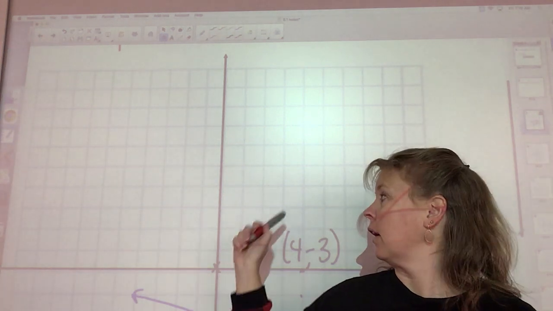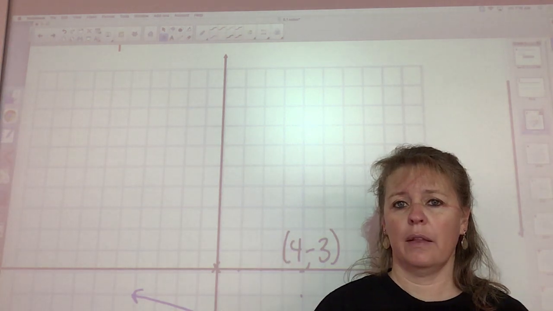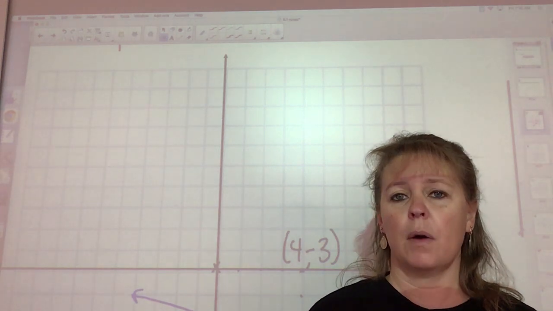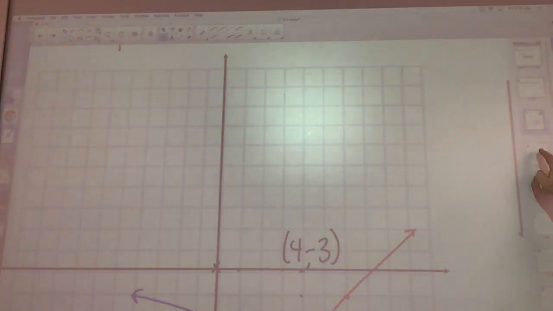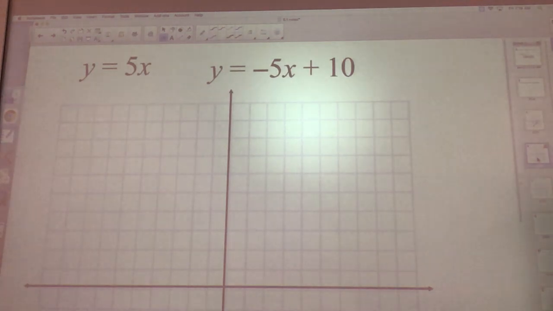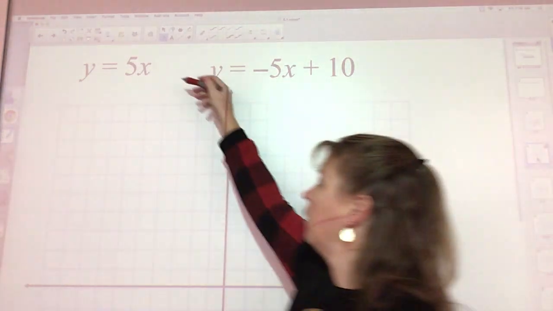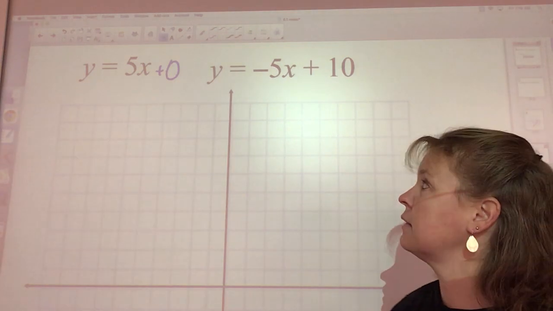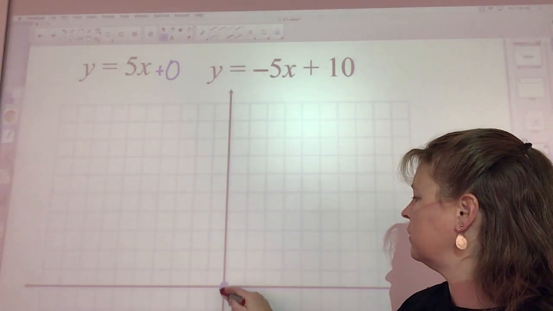Make sure you're counting carefully. The x always comes first and then the y. And then there will be some equations that they're not in y equals mx plus b form. So let's take a look at a few of those. Y equals 5x. Y equals -5x plus 10. Friendly reminder, there's not a b listed there, but that doesn't mean it doesn't exist. We have a base of 0.